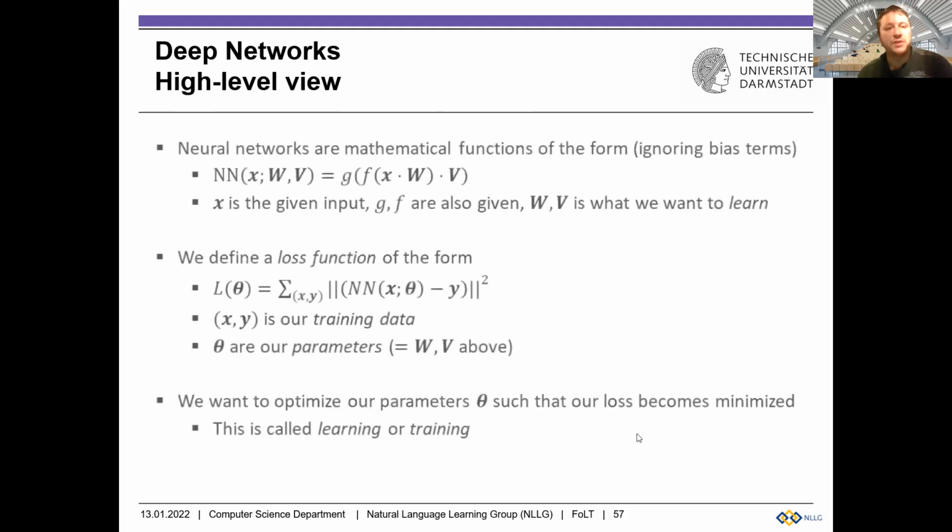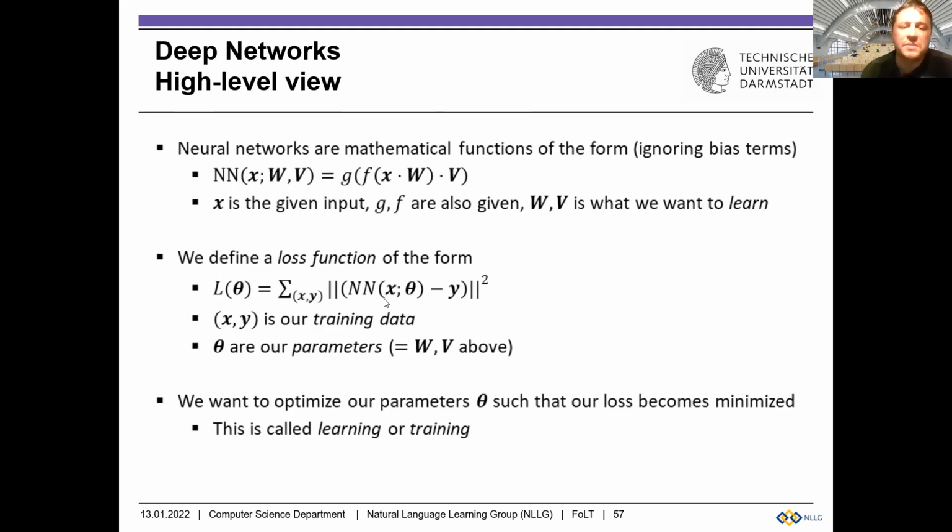Okay, what's the high-level view? The high-level view is neural networks are mathematical functions of this form. We have a linear product, the input times the weight matrix, and a nonlinearity applied. Then we feed this into the second layer, which takes this as input, multiplies by the weight matrix, applies another nonlinearity, and we can apply more nonlinearities if we have more layers. X is given as input, G and F are our activation functions. W and V is what we want to learn. And we define a loss function.